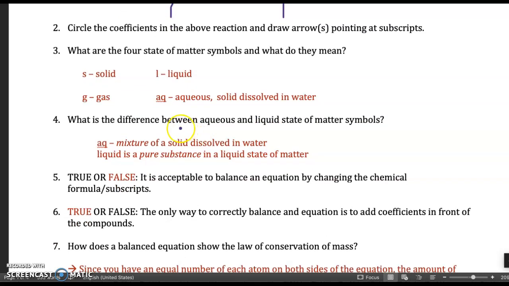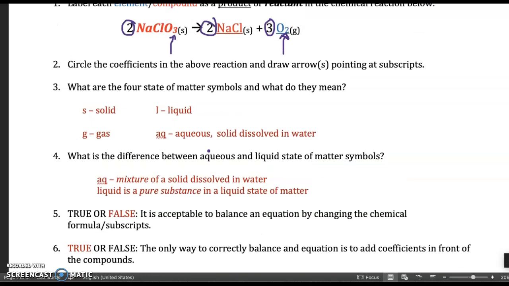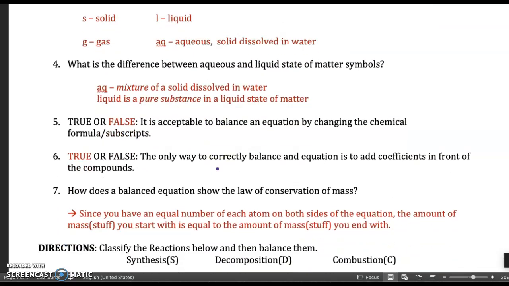So what's the difference between aqueous and liquid? Aqueous is a mixture of a solid dissolved in water, and liquid is a pure substance in a liquid state of matter. So if I had water, H2O liquid, that's a pure substance, but if I put salt in it, that salt would be aqueous.